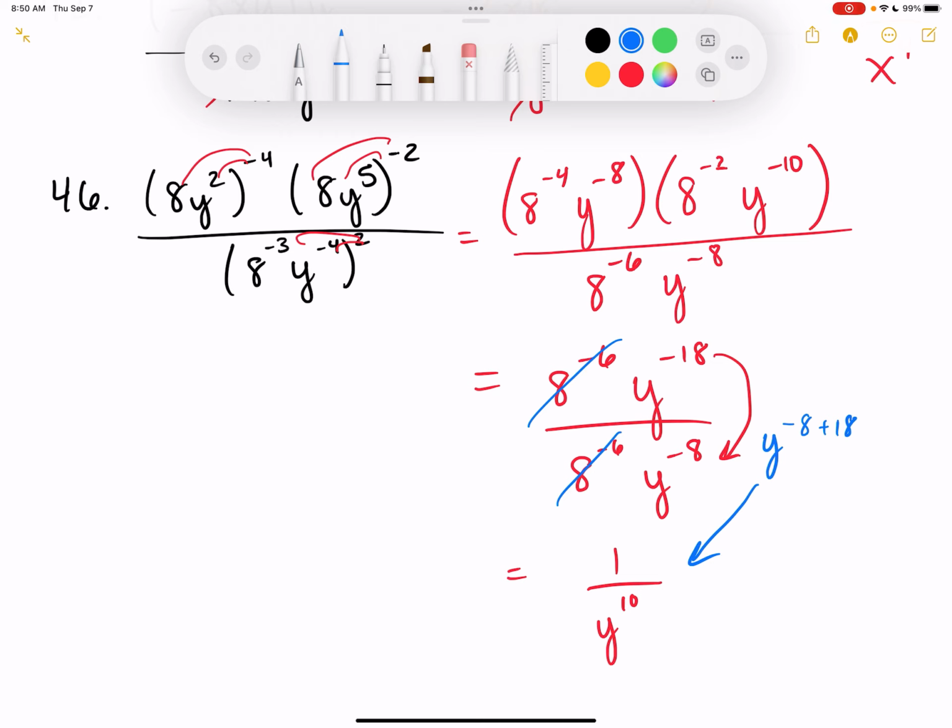All right, so that was a lot of dealing with negative exponents. Any questions on that before we move into more rational exponents to finish up? Okay.